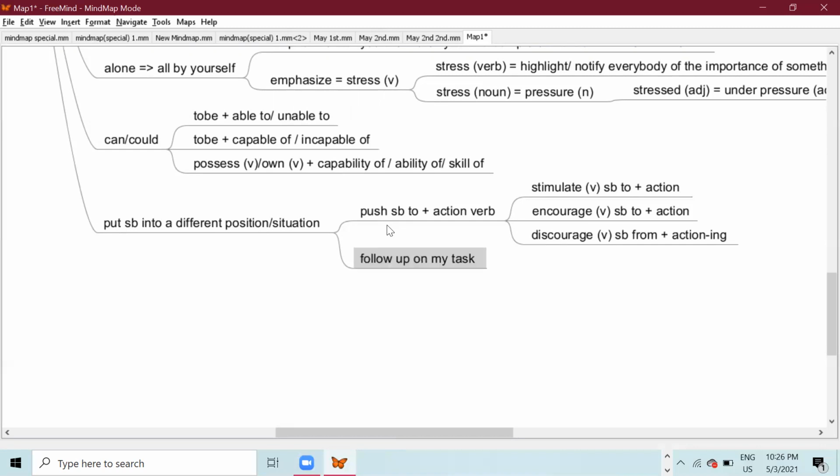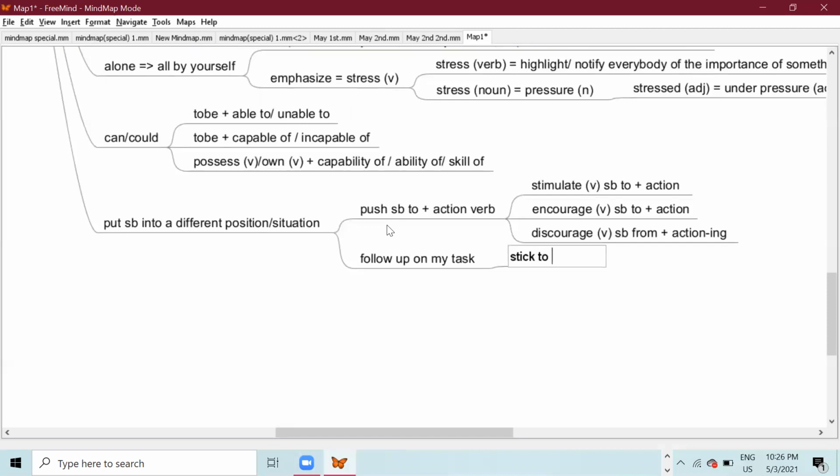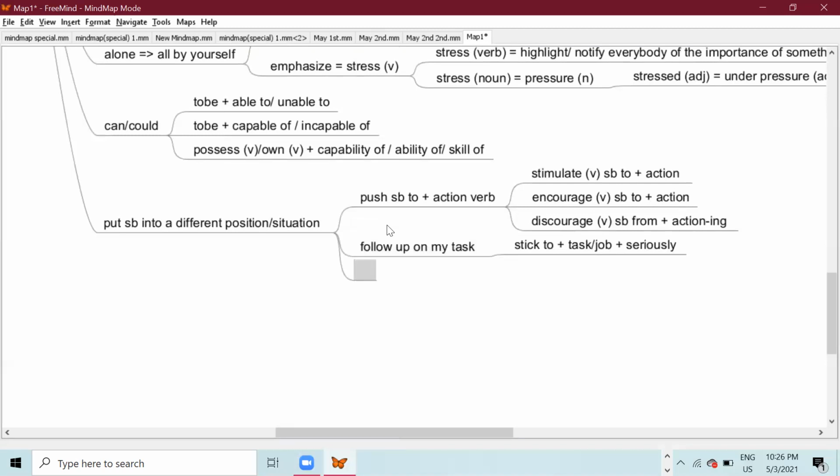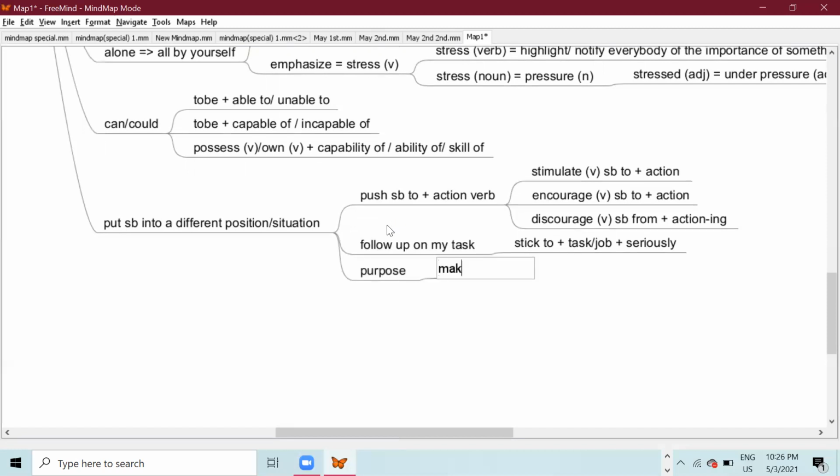If you follow up on your task, it means that you stick to your task, your job, very seriously, and nobody can take you away from your job, and you try to push the progress. Here we follow up on a task, we push ourselves to work harder. Why? The purpose of us doing this is because we want to make progress. Your boss, your manager want you to make progress.